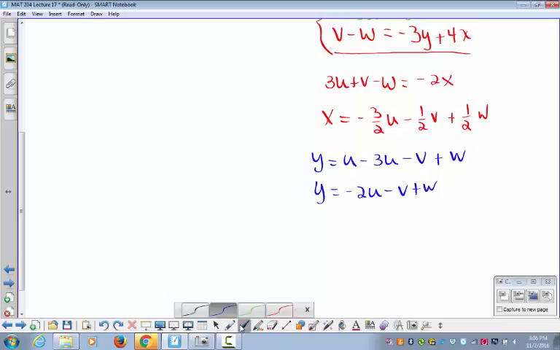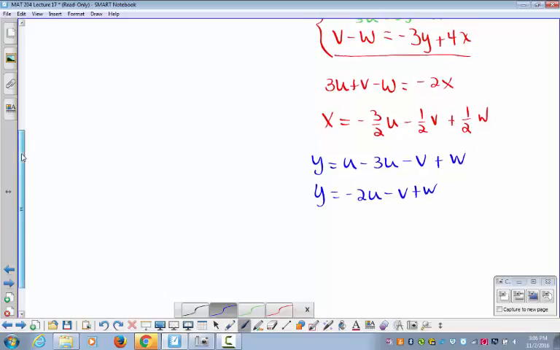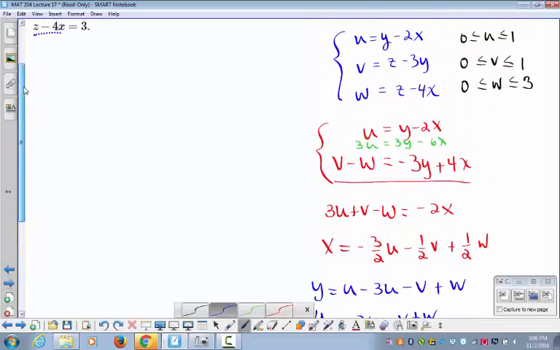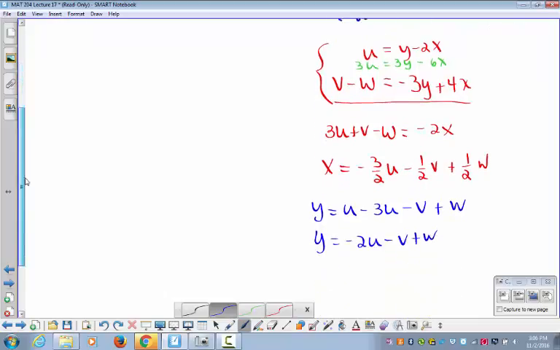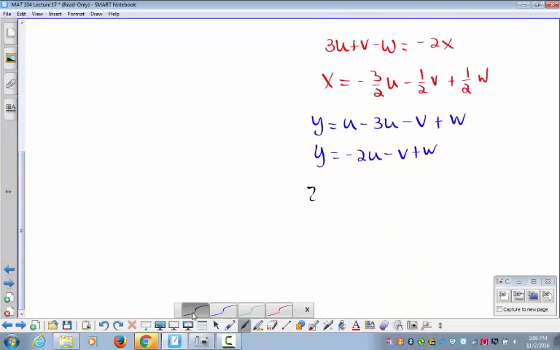Now we have x and y, we have to find z, so let's go to the simplest possible original equation and solve for z. We'll take the middle one. Z is equal to 3y plus v. So I'm going to multiply this by 3.